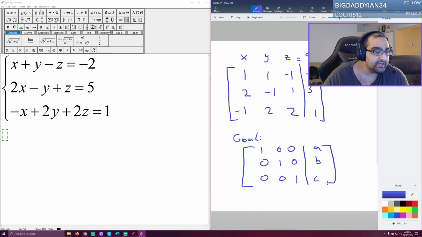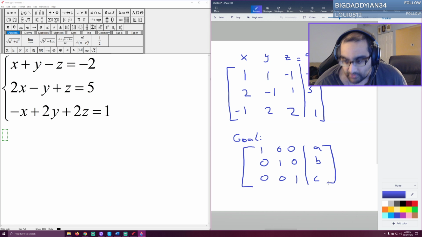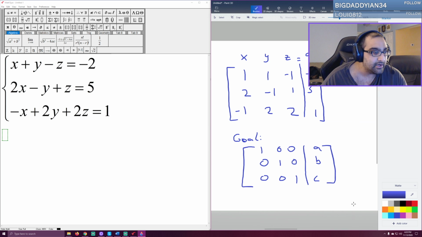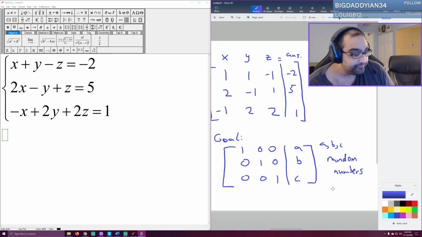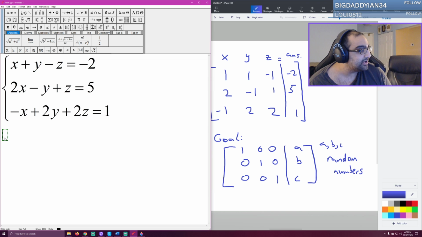So A, B, and C here can be any number that you want, okay? A, B, and C are just random numbers. Let me go ahead and point that out here at the very least. A, B, and C are random numbers. I don't know what they are, but whatever. Now I'm going to go ahead and type this matrix out in here, and I want to showcase exactly what we need to be looking for.